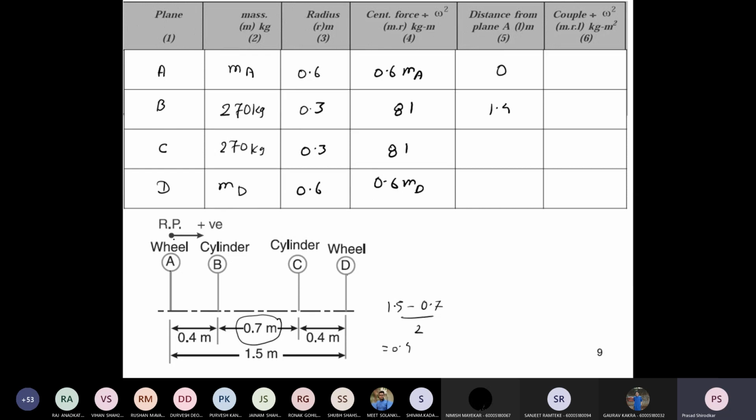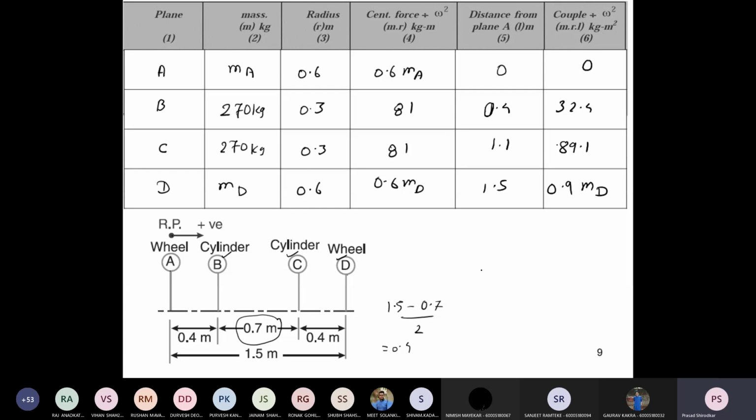So A is taken as the reference plane. The distances of planes B, C and D from A are 0.4, 1.1 and 1.5. And so the couple will be 0, then 81 into 0.4, that is 32.4, and this is 81 into 1.1, that is 89.1, and this is 0.9 into MD.